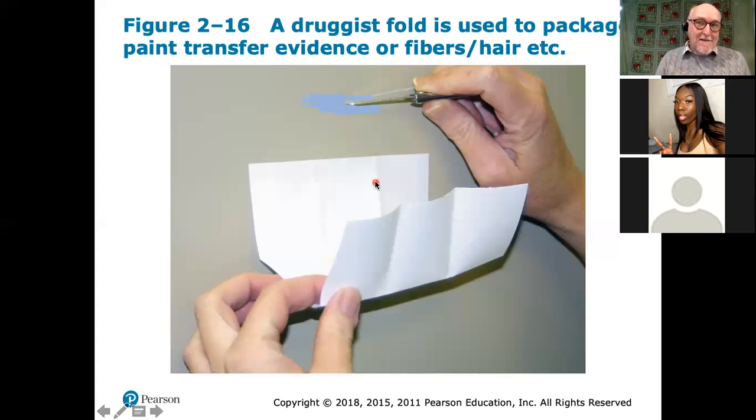Now, nowadays, it doesn't mean anything to us. But in the old days, when you went to the pharmacy, the druggist would very often make up a headache powder for you or whatever, and they would put it into a little paper fold like this, one dose in a paper fold like this, and it's still got that name. It's called a druggist fold, and all it is is folded paper. It's just paper folded up so that it keeps small pieces of evidence discrete and safe.